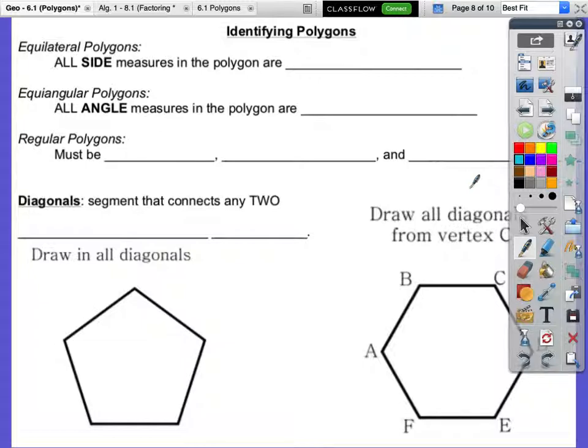Equilateral polygons: all side measures in the polygon are congruent. Very good. Equal in measure, or congruent. Like we had equilateral triangles, the same thing can be true for other polygons as well. Okay. Equiangular polygons: all angle measures in the polygon are congruent.